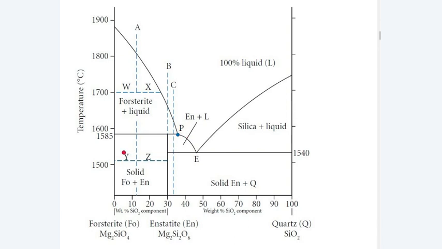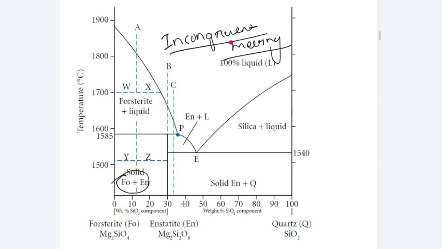And in case of fractional melting, it also gives a very unusual behavior. Like if you are melting forsterite and enstatite, you will get forsterite and silica. So this type of melting is called incongruent melting. This type of melting is called what? Incongruent melting, where the melt composition and the solid composition will be different.